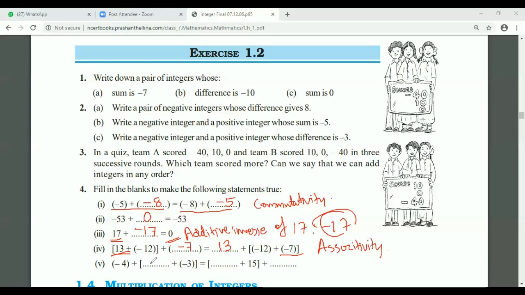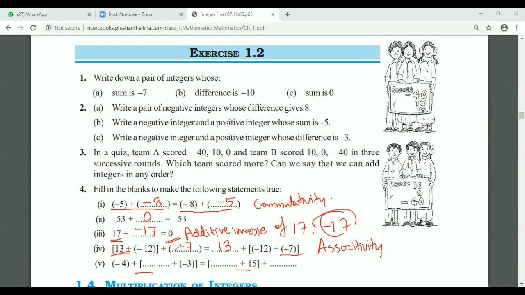Next question: negative 4 plus some number plus negative 3 is equal to some number plus 15 plus some other number. We can do the same in many ways. For example, you can make the left hand side and right hand side with the same set of numbers, then the sum will be the same. Obviously, if the same set of numbers were added on the left hand side and right hand side, the sum will be the same.